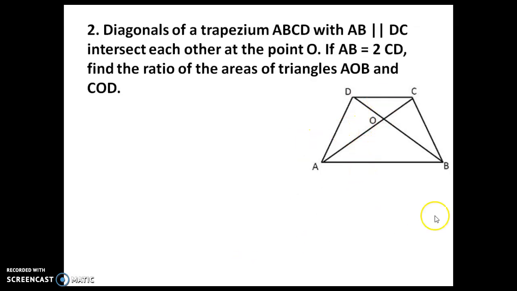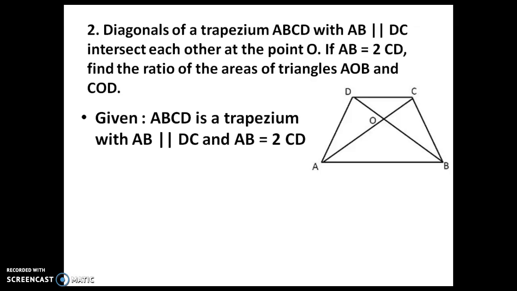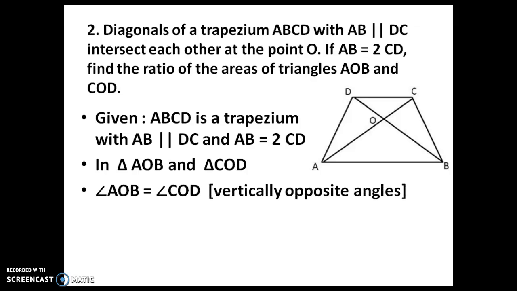That means these two triangles, AOB, this triangle, and COD, this triangle. The ratio of the areas of these two triangles we have to find out. So let's write the given data. ABCD is a trapezium with AB parallel to CD and AB equal to 2CD. In triangles AOB and COD.